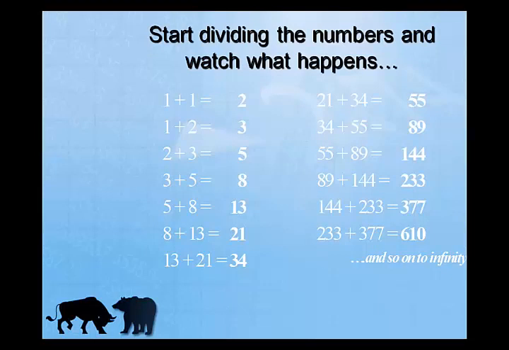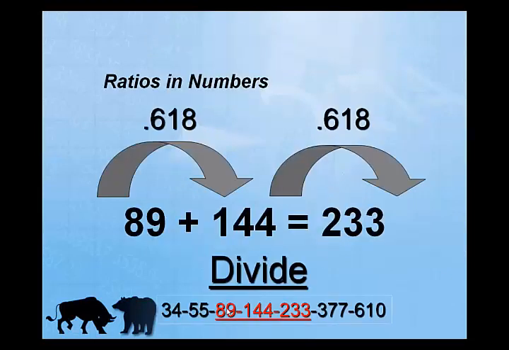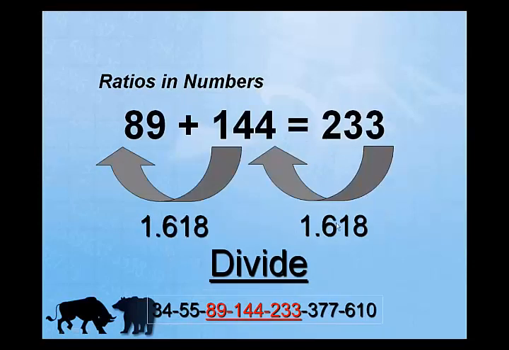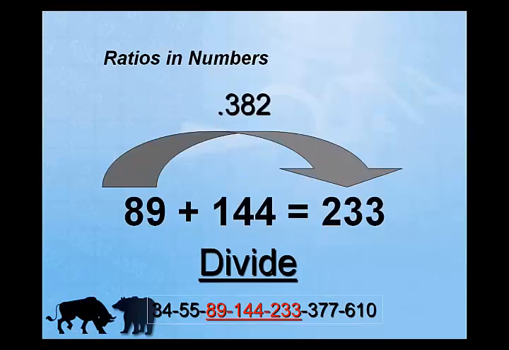Now, he also started dividing these numbers, and look what happens when we start dividing them. If I get any number in the sequence, for example, 89 divided by 144, it's going to give me 0.618, or 61%. Look, 144 divided by 233 also gives me that 0.618. And if I do it backwards, it gives me 1.618. If I get 233 divided by 144, then 144 divided by 89, it gives me 1.618. Now, when I jump a number in the sequence, for example, 34 divided by 89, or 89 divided by 233, it's going to give me 0.382, or 38%.